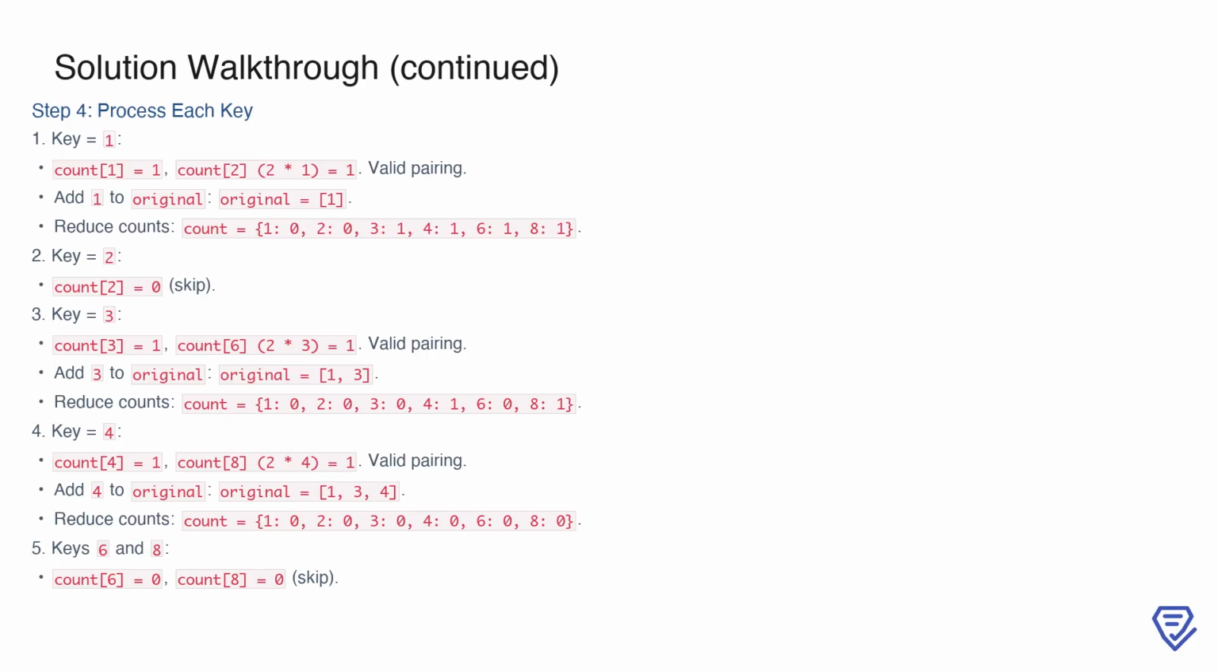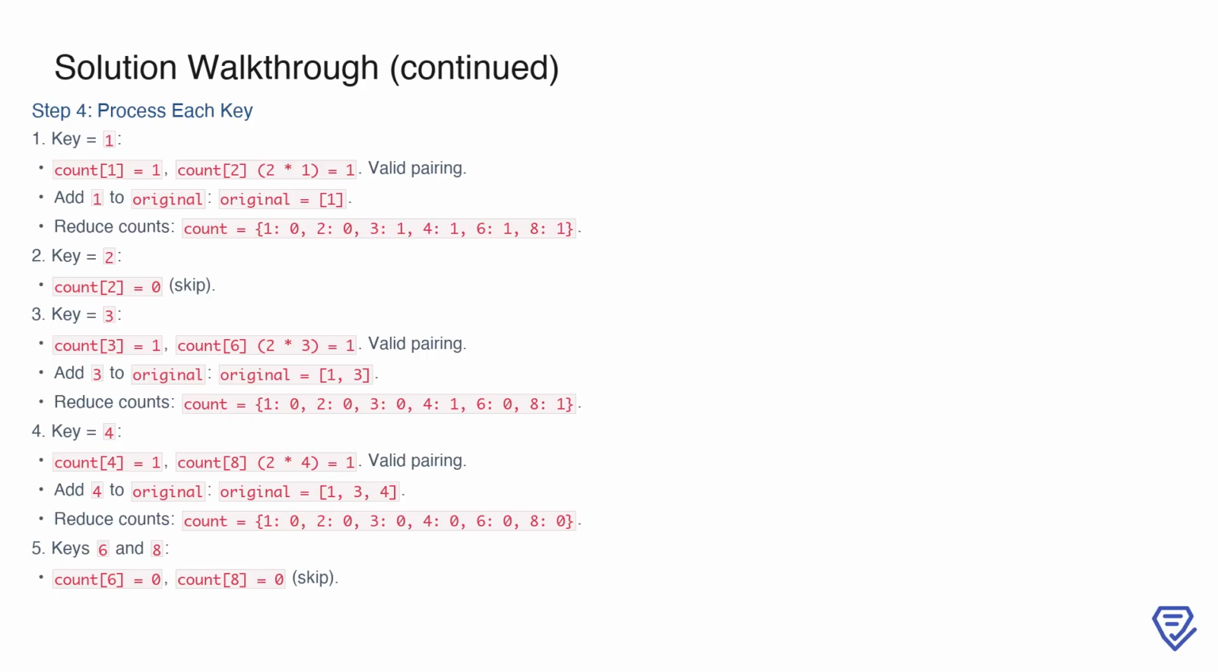For the key 3, its frequency is 1, and the frequency of its double, 6, is also 1, another valid pairing. We add 3 to original, updating it to [1, 3], and reduce the counts of 3 and 6 to 0. For the key 4, its frequency is 1, and the frequency of its double, 8, is also 1, forming yet another valid pairing. We add 4 to original, making it [1, 3, 4], and reduce the counts of 4 and 8 to 0.